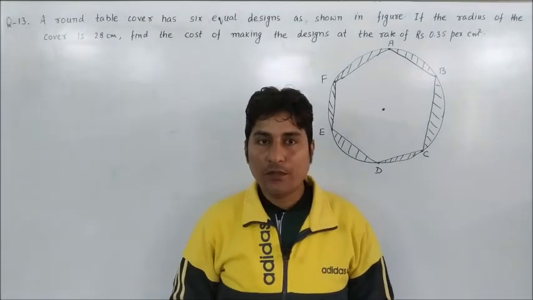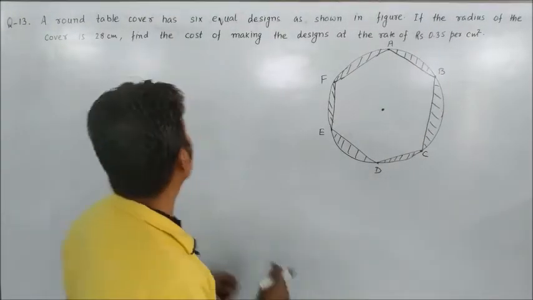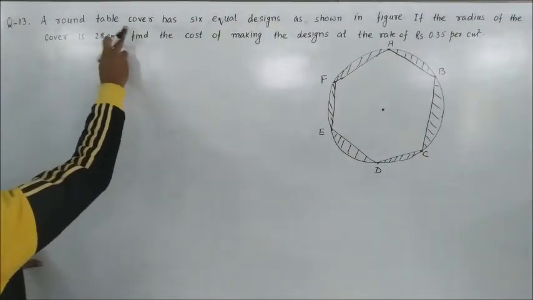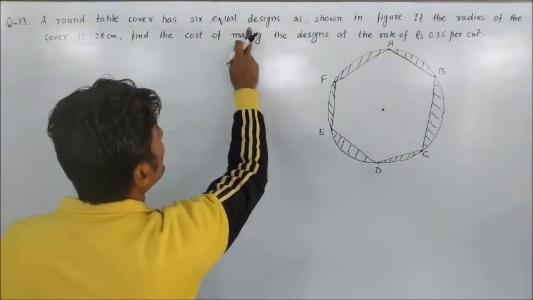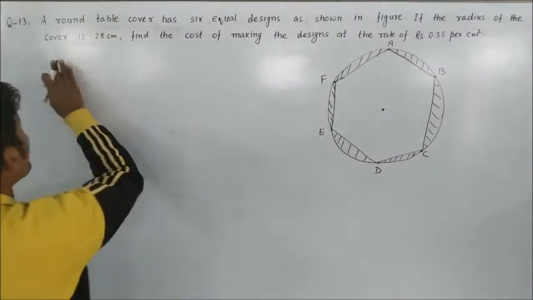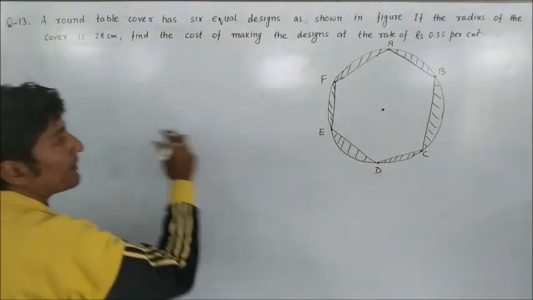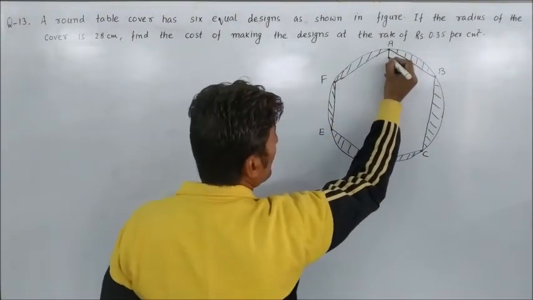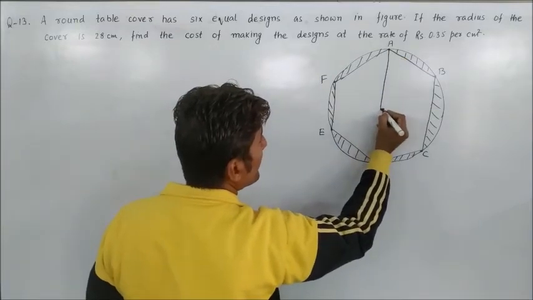Now let us have question number 13 of the same exercise. A round table cover has 6 equal designs as shown in the figure. If the radius of the cover is 28 centimeter, radius of this cover is given 28 centimeter.